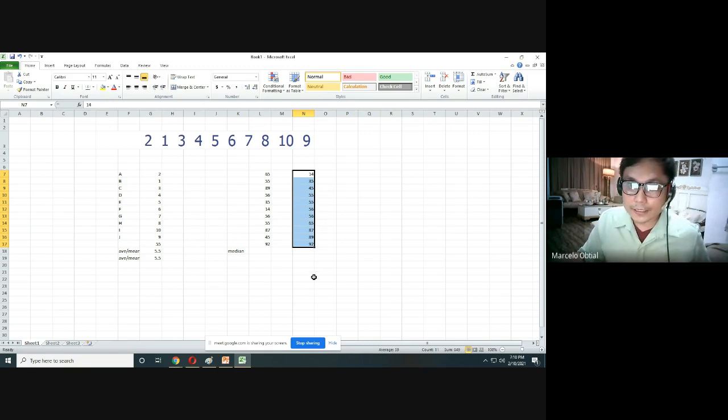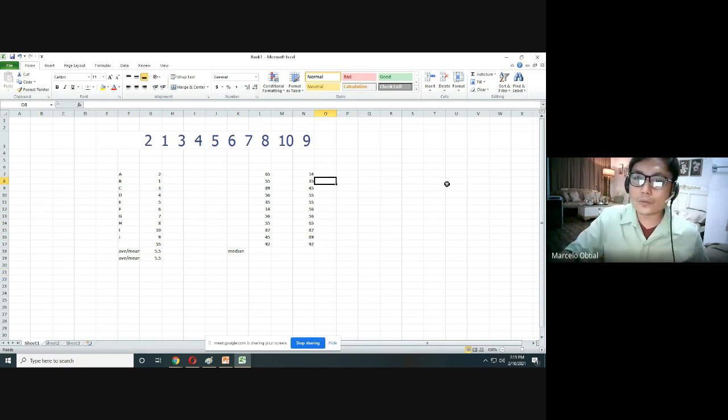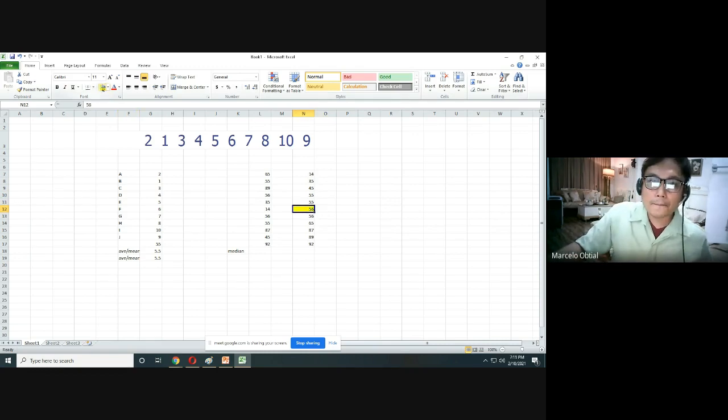Then after nyan, bilang tayo, we'll apply the formula, no? So the answer is 6th place. Okay, let's count. 1, 2, 3, 4, 5, 6. So the answer is 56. Median is 56.